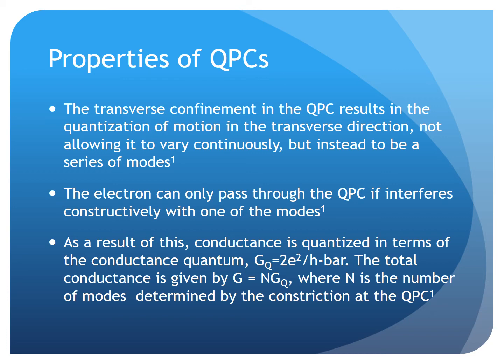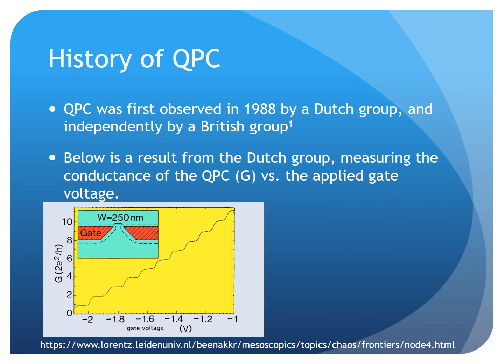The conductance across the quantum point contact is quantized in terms of the conductance quantum constant. G_Q is equal to 2 times the charge of an electron squared over h bar. And then the total conductance is given by the expression G is equal to N times G_Q, where N is the number of modes, which is determined by the constriction of the quantum point contact region. These are very interesting properties and yield a lot of potential for applications, especially since the applications haven't really been fully explored, as this is a relatively new phenomenon.